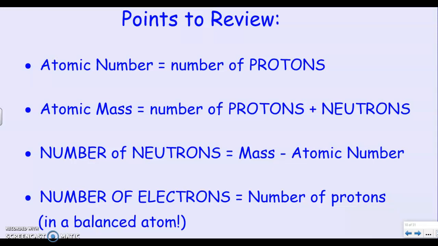Of course, electrons in real life can move around and sometimes jump from one atom to another. So the number of electrons can change, but if the atom was neutral or balanced, it would be exactly the same as the atomic number.